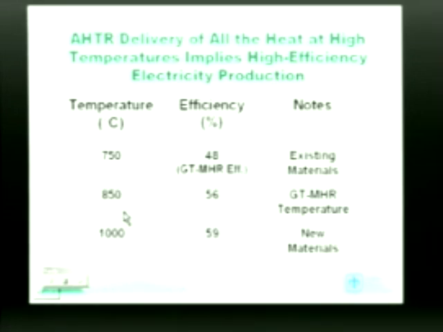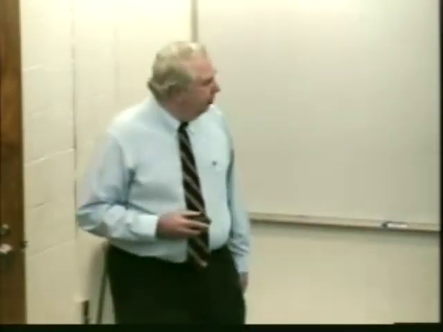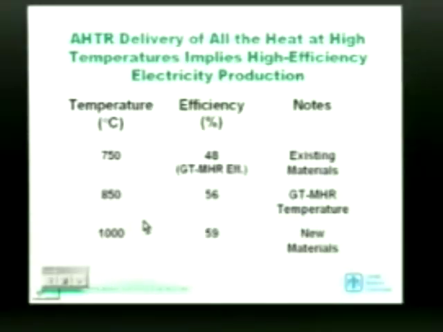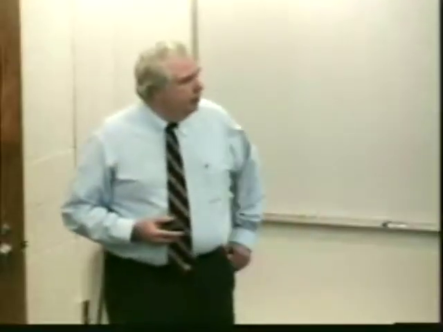Now let's take a look at 850 C. The efficiency would go up to 56%. Now, it turns out at 850 C that the MHTGR's actual efficiency at this temperature is 48%. So what you see here is that if we operate at the same temperature as an HTGR, we gain about 8 percentage points in efficiency. And it's because we deliver all the heat at the maximum possible temperature. If we go to 1000 C, we can build a Brayton cycle with 59% efficiency. This type of efficiency, of course, requires new materials. There's just no way around it. None of the existing materials are currently suitable for these temperatures.